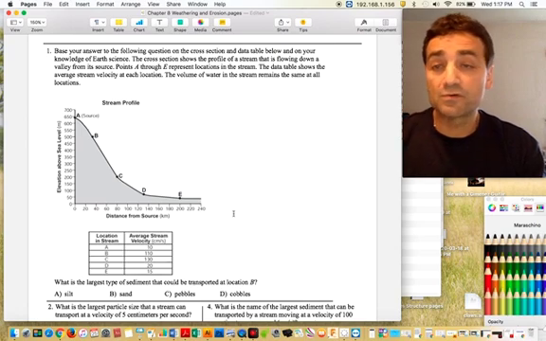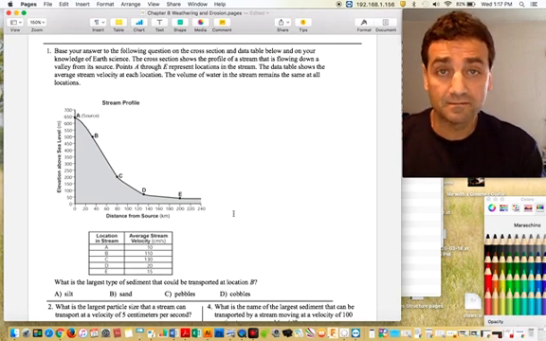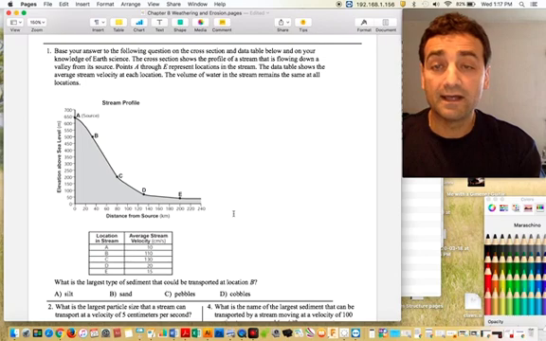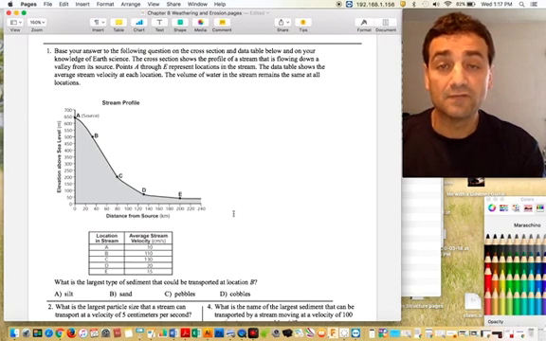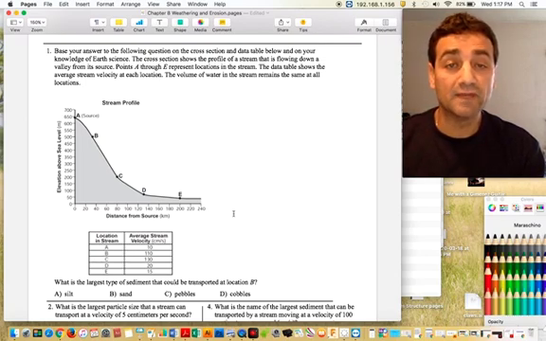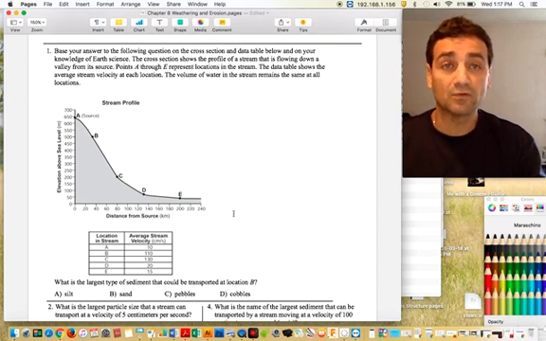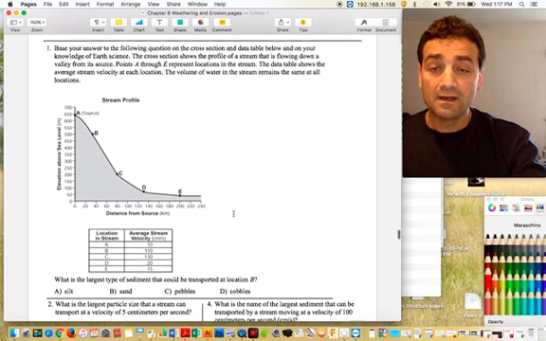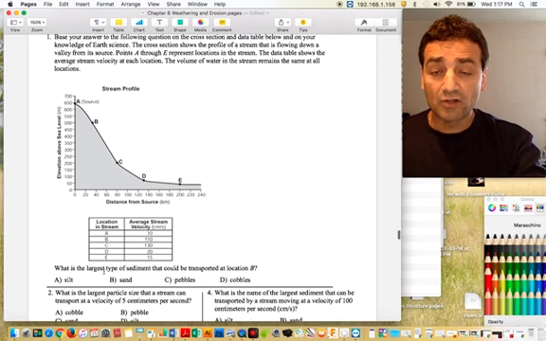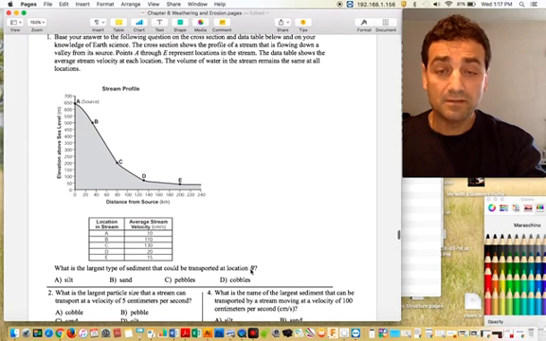The data table shows the average stream velocity. Right, we know that that's from the chart, at each location. The velocity of water in the stream remains the same at all locations. Okay, so the stream is going to be the same at all locations. It says here, what is the largest type of sediment that could be transported at location B?